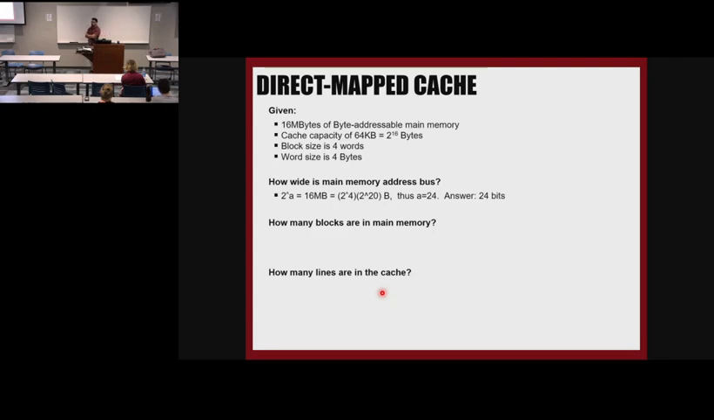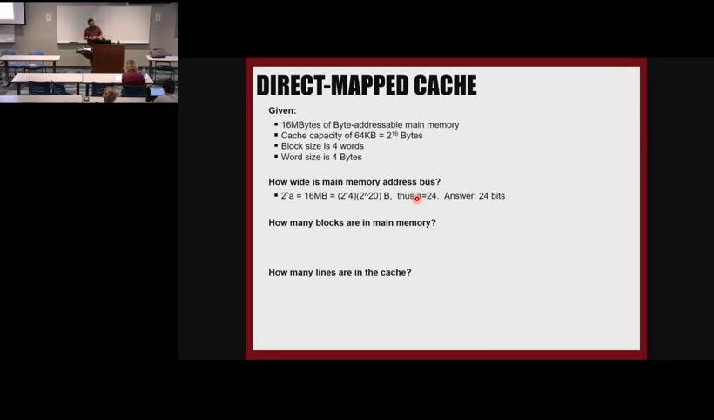To find that, we have to find how many bytes we have in the main memory, and then take the log of that to find A. So we have 16 megabytes in the main memory. 16 is 2 to the 4, and mega is 2 to the 20. By the exponent rule, that is 2 to the 24 bytes. So we have 2 to the 24 bytes in the main memory, which means A will be equal to 24. So we have 24 bits in the address. When you ask about the main memory address bus, we have 24 bits.